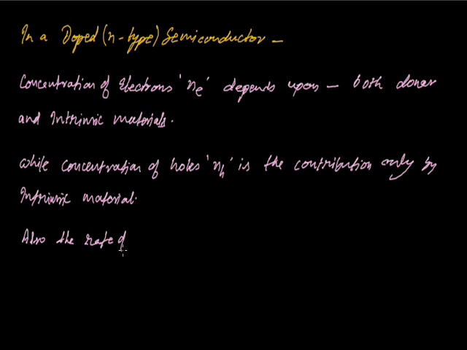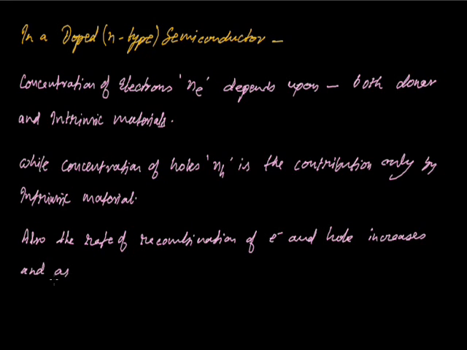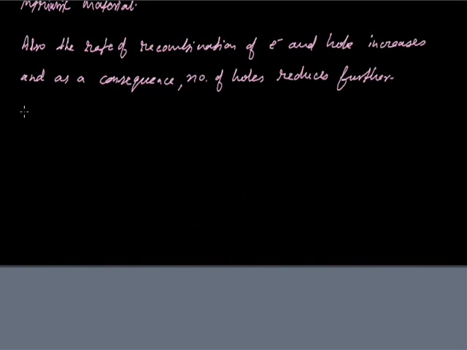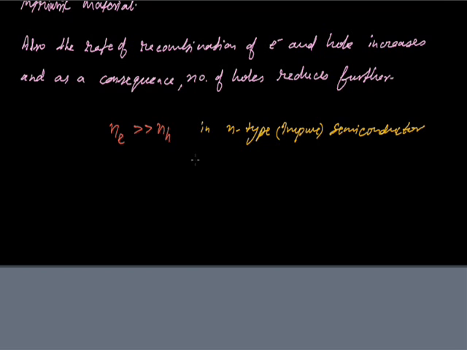Also the rate of recombination of electrons and holes increases, and as a consequence, the number of holes reduces further. So here the concentration of electrons is very much greater than the concentration of holes in n-type semiconducting material. That's why they are known as n-type semiconductors. That's all for today. We will discuss the p-type semiconductor in our next lecture.